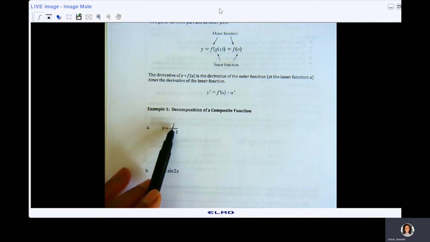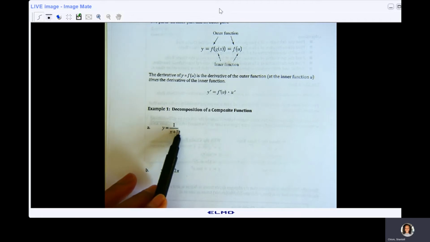On the first few examples here, part A says y equals 1 over x plus 1. We're thinking about this as a composite function, so think of it as a function within a function. The first part is a fraction, 1 over this expression. But notice the denominator is not simple itself, it's x plus 1.